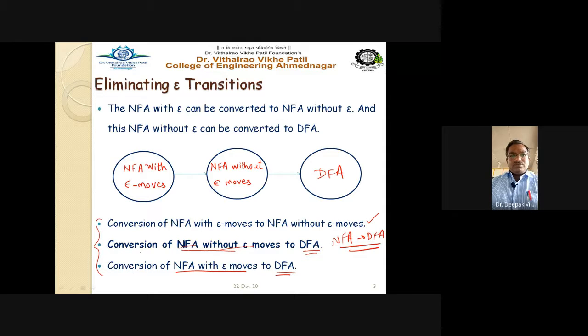So in today's lecture, we are going to focus on conversion of NFA without epsilon moves to DFA. NFA without epsilon moves means it is just your simple NFA, or you can say it is just a plain NFA, that is a simple non-deterministic finite automata. So NFA to DFA conversion we are going to study in today's lecture, right? So let us see the methodology.